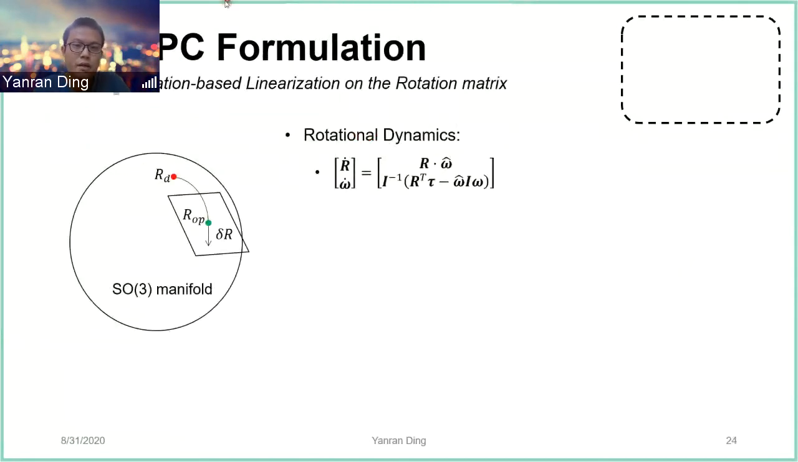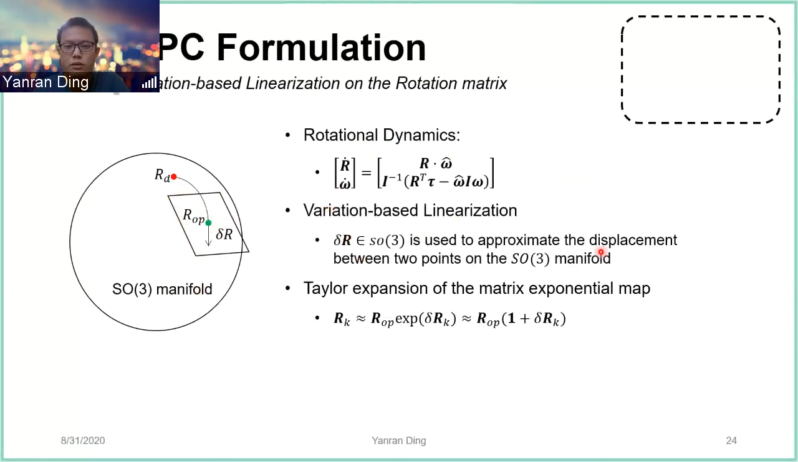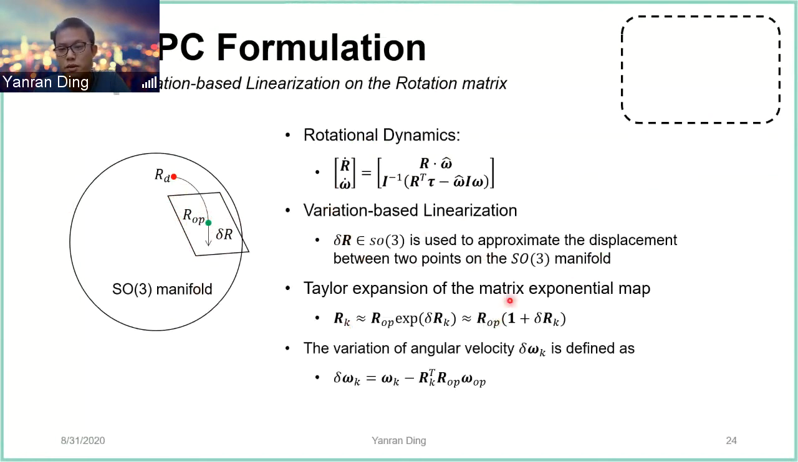We do this by using variation-based linearization on the rotation matrix. For the rotational dynamics, we have this highly nonlinear term because the rotation matrix evolves on the SO(3) manifold. And we linearize the dynamics around the current point of the orientation R_op by taking the variation delta R within the tangent space located at R_op. Then we use delta R to approximate the distance between two points on the SO(3) manifold. We take the Taylor expansion of the matrix exponential map and have this linear relationship. The variation of the angular velocity is similarly defined.